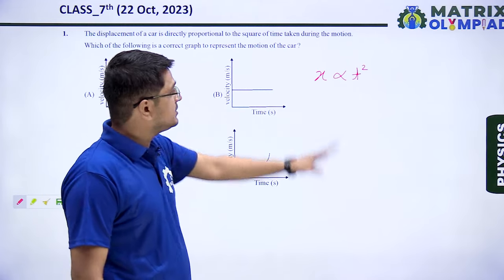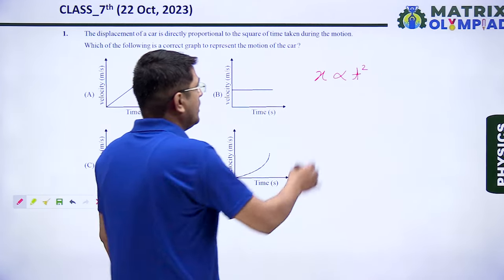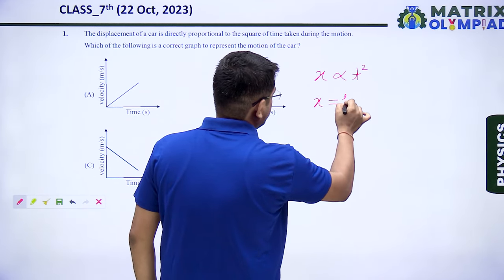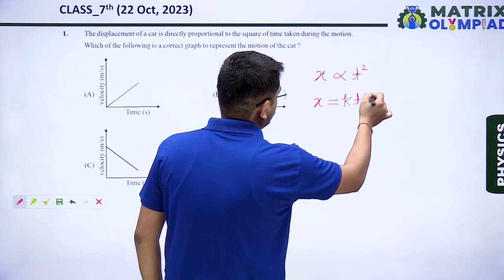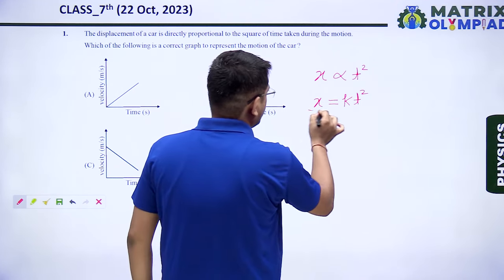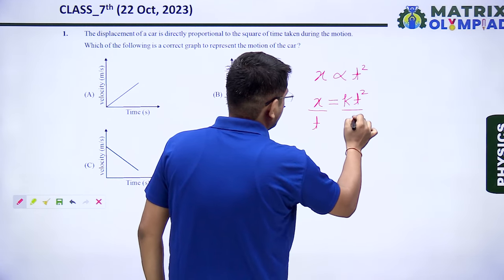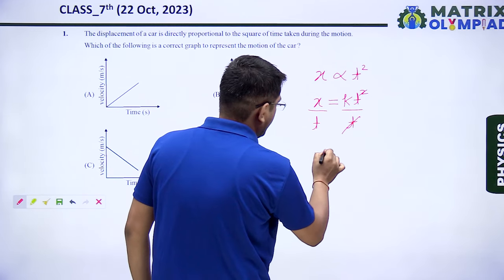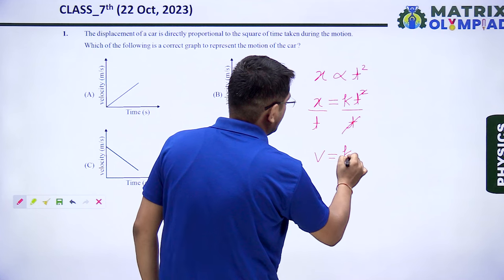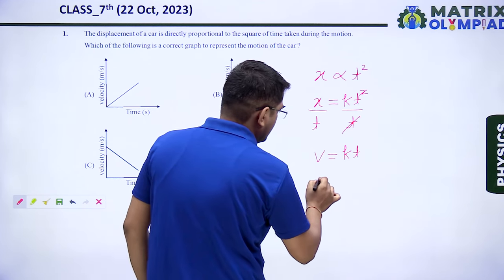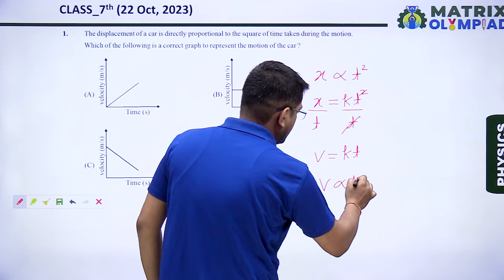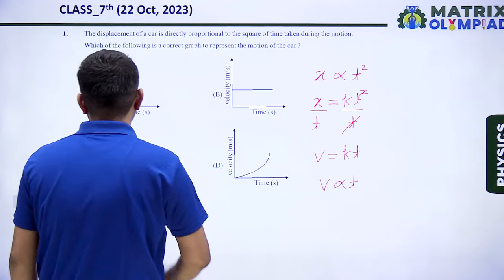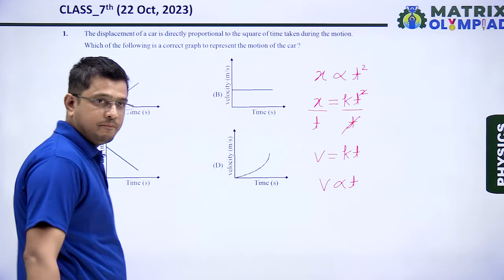So we have to convert this distance into velocity. Whenever a proportionality sign is removed, a constant comes into role. Let us assume a constant k, so it becomes displacement equal to kt square. Now dividing both sides by time, the t square is cancelled and x upon t is known as velocity, which becomes equal to kt. So from here we can see velocity becomes directly proportional to time, and whenever two quantities are proportional to each other, the graph is a straight line coming from origin. So our correct answer is option A.